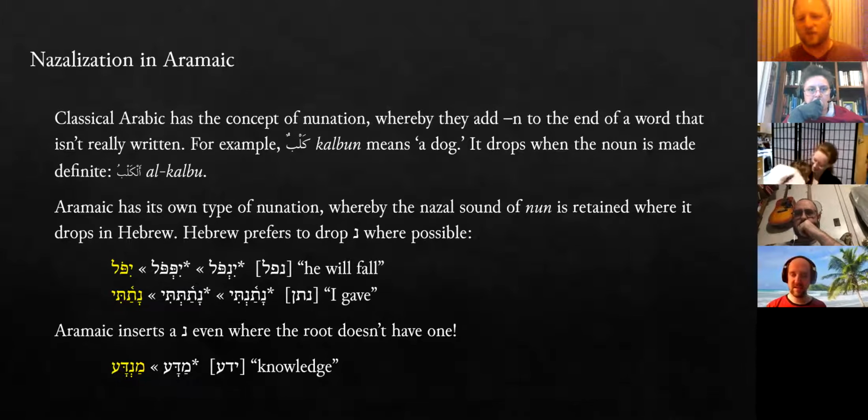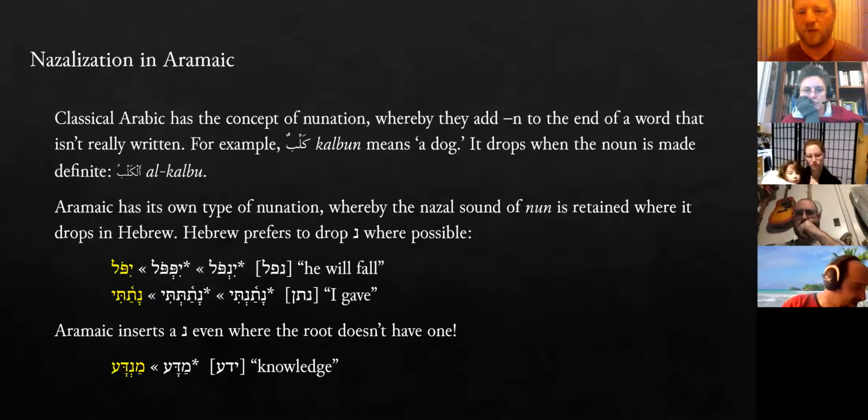Aramaic has its own type of nunation, whereby the nasal sound of nun is retained where it is normally dropped in Hebrew. And sometimes it's even inserted where Hebrew doesn't have one. So in the root nafal, he fell, in Hebrew, he will fall, you would think it would be yin pol, because you add yi and you have the o, the thematic vowel. Instead, the nun assimilates and becomes the same sound as the pei, yip pol, and then it assimilates into it completely, and our final form is yipol.